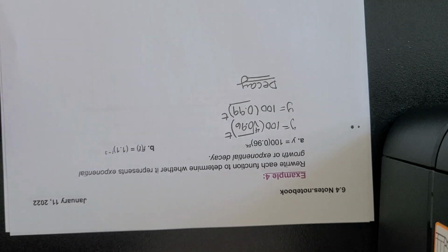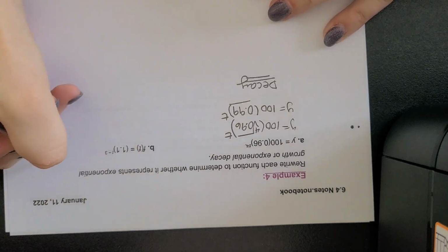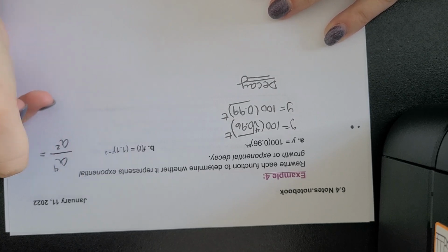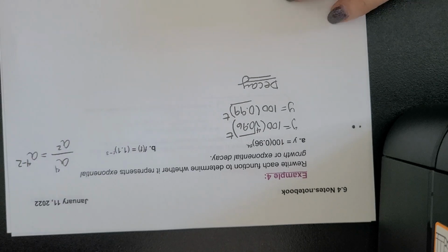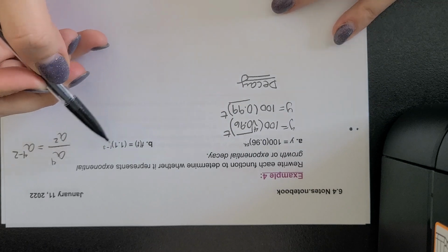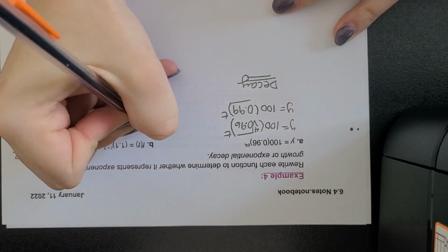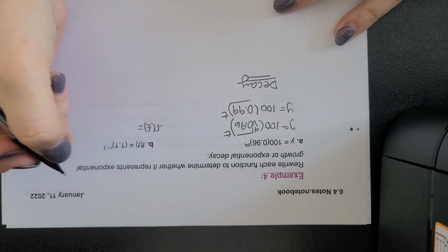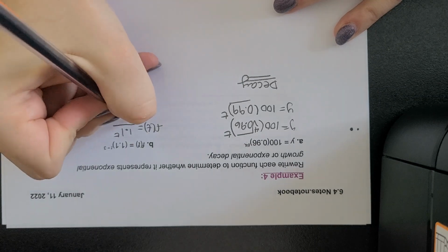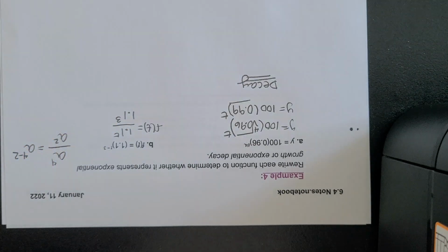For B, my exponents are being subtracted. How do you subtract exponents? You subtract exponents when they're in a quotient. Remember, if we had something like a to the 4th over a squared, it's a to the 4 minus 2. That's exactly what's going on right here. So we're going to rewrite this. This is going to be 1.1 to the power of t up above, and 1.1 to the power of 3 down below.